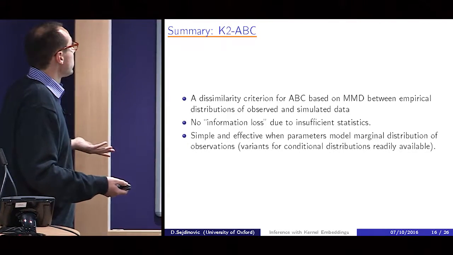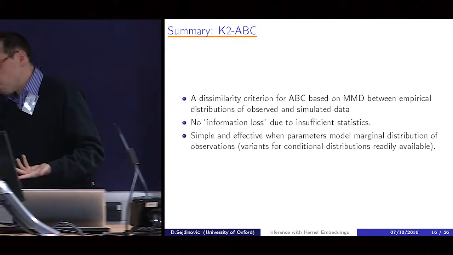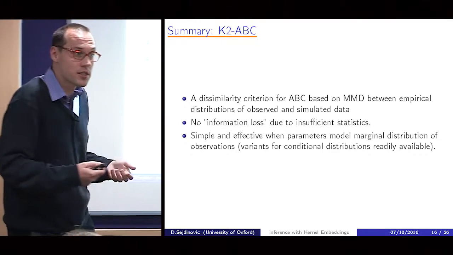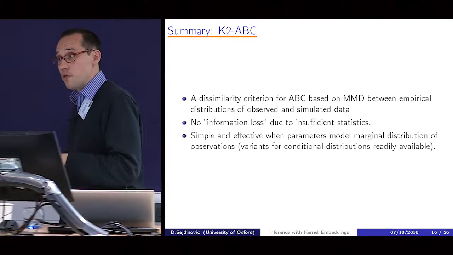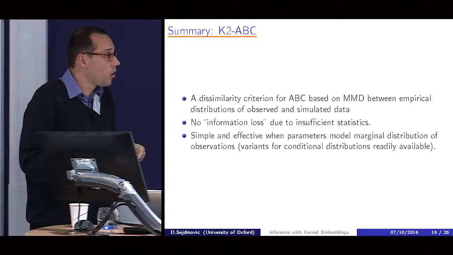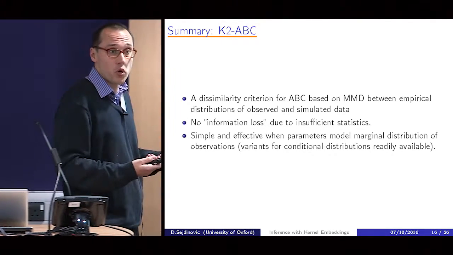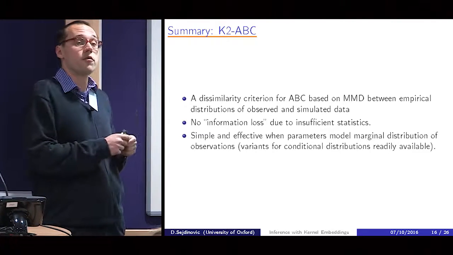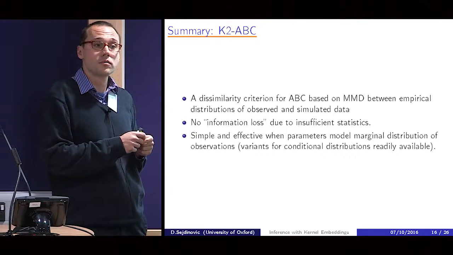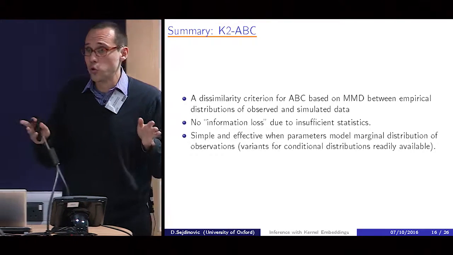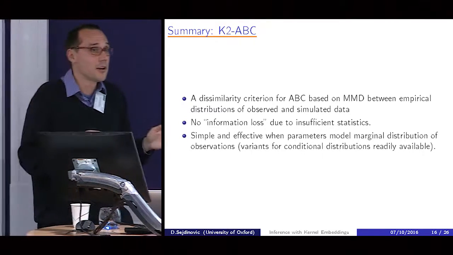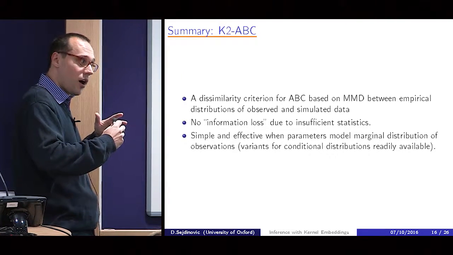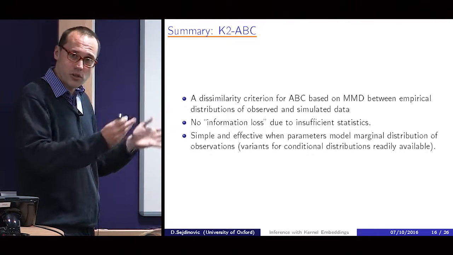So basically, the take-home is: if you don't have much time to spend on handcrafting these summary statistics, and you don't want to worry about their insufficiency, then this MMD can be a useful approach to run something where at least you've got rid of the insufficiency bias. You still might run into trouble due to the ABC approximation, but we think about this as a new way to think about the construction of these summary statistics.